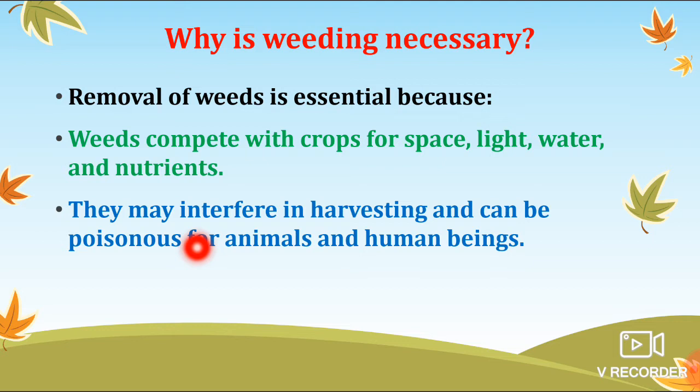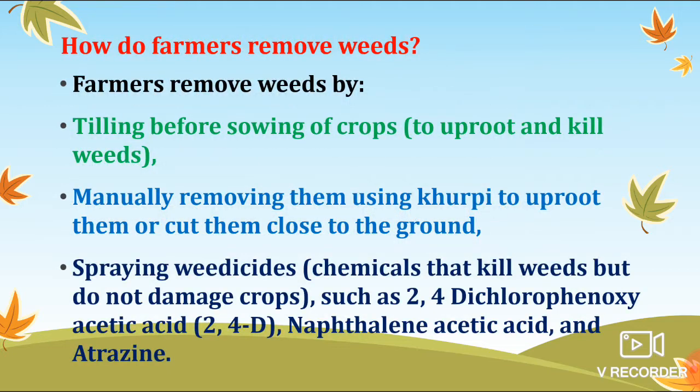Okay, and they may interfere in harvesting and can be poisonous for animals and human beings, because they will have some kind of seeds, some kind of chemical in them, so that may be poisonous, or may not be poisonous, but they are interfering. So that's why it's very necessary to remove the weeds from the crops.